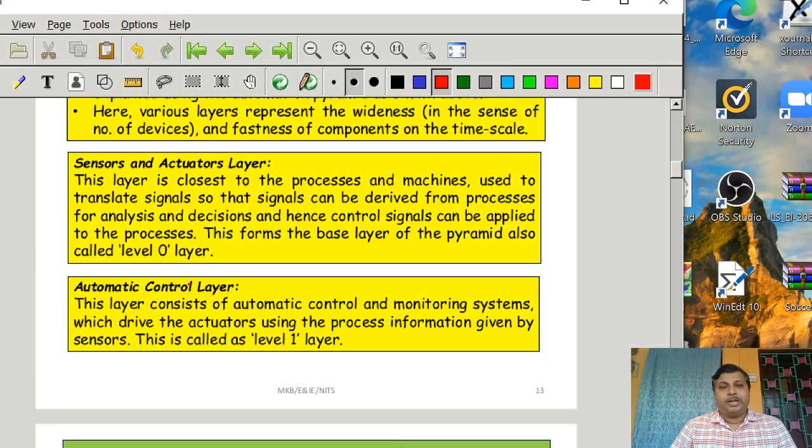What is the automatic control layer doing? Now this layer consists of automatic control and monitoring systems which drive the actuators using the process information given by the sensor. This is called level 1. It means all the automatic controllers like P, PI, PID are sitting in the automatic control layer. Okay, maybe the PLCs, the programmable logic controllers, are also there in the automatic control layer. Based on the sensing signals, they are going to produce the control action which is going to drive the actuators.